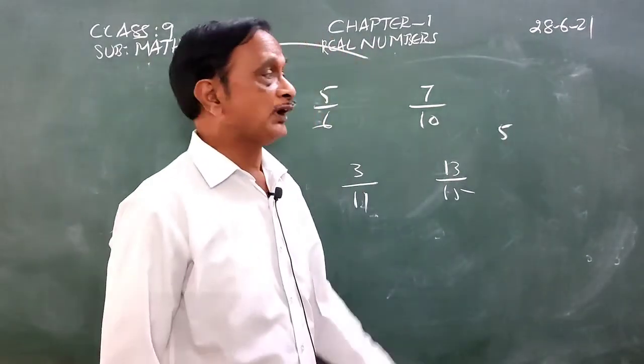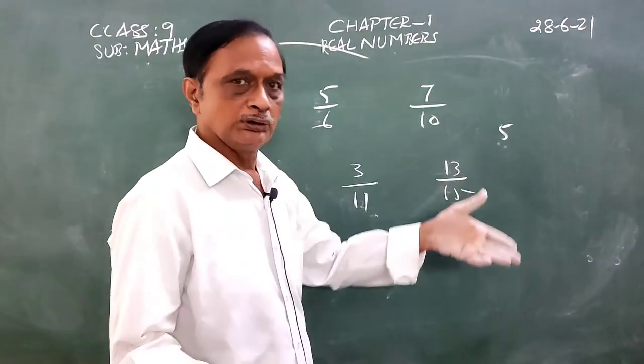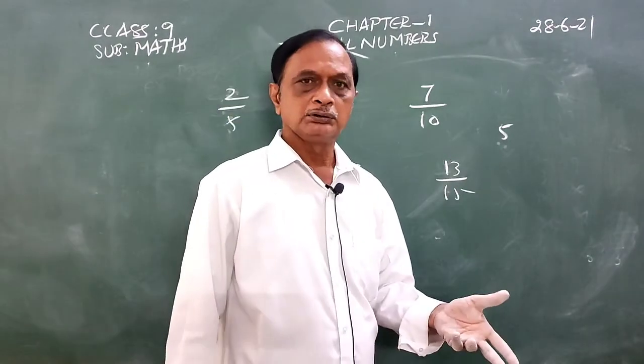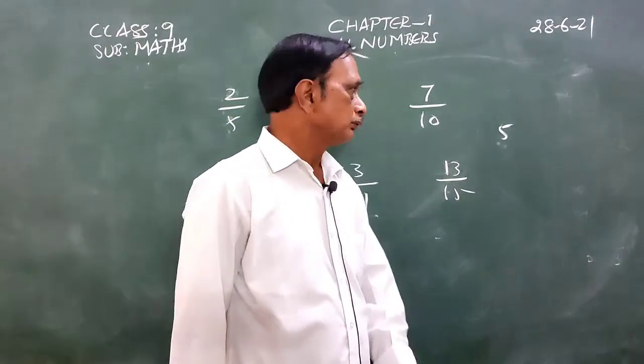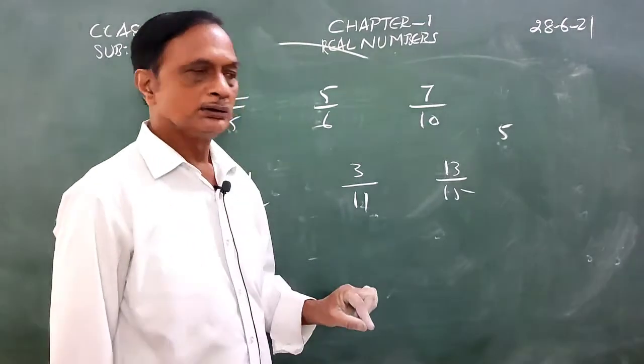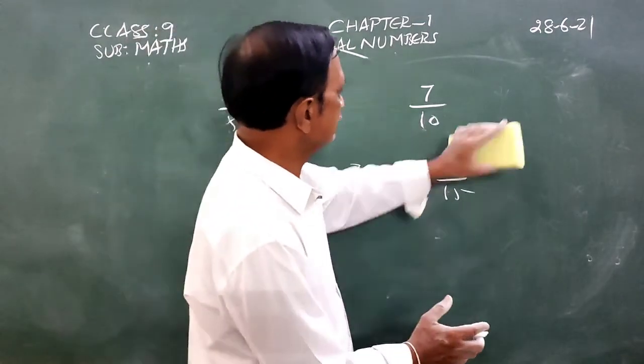What are the prime factors of 5? 5 only. What are the factors of 5? 1 and 5. Out of that, which is the prime number? 5. So if the denominator, here you see 10.